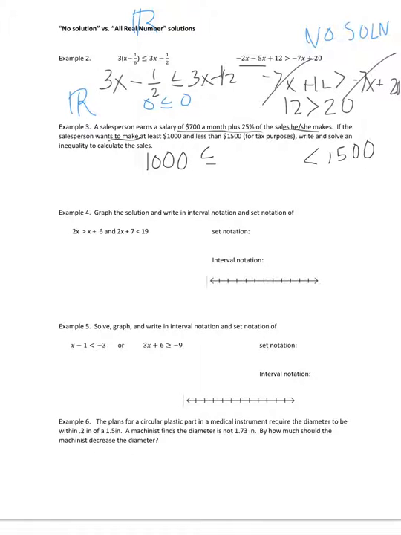So I'm trying to calculate the sales. X is going to be the sales. What I'm going to make is going to be 700 plus 25% of the sales. So it's 0.25 times the sales. So this compound inequality is an in-between. So what you're going to do to solve for x is subtract 700 from the 3 sides. 300 less than or equal to 0.25x less than 800.